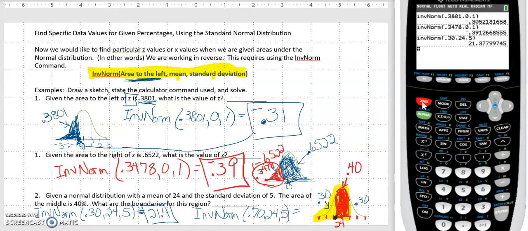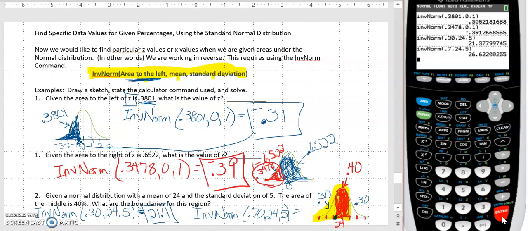So I'm going back to second distribution, choice 3. This is 70%. Same mean and standard deviation. So that point's got to be 26.6. So that's the other boundary, 26.6. So this one is 21.4. This boundary is 26.6. So those are the boundaries for that region, those two numbers.